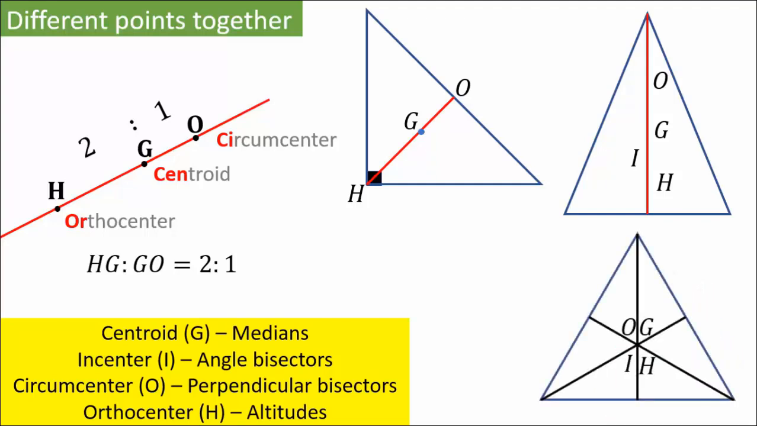In an equilateral triangle, all the lines, angle bisector, median, perpendicular bisector, altitude, are one and the same, and all the points coincide. That's one important thing about the equilateral triangle. With this, we'll wrap up this session. I hope you are clear with different special points and their properties. Thank you.